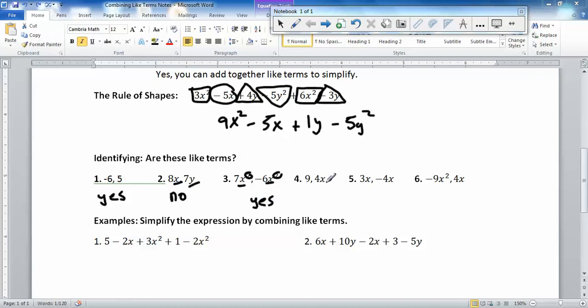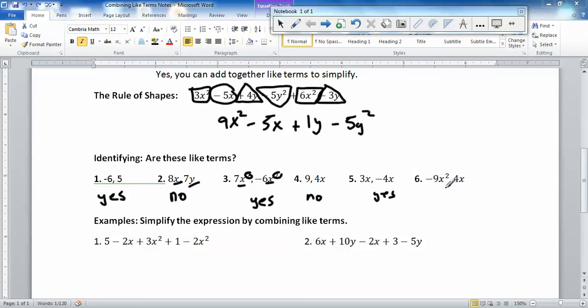Okay, 9 and 4x, these are not like terms. The 9 over here does not have a variable at all, and this one has an x, so this is no, they are not like terms. Okay, 3x and negative 4x, okay, they both have an x. Despite the numbers being different signs, they are still like terms. The same x, same power.